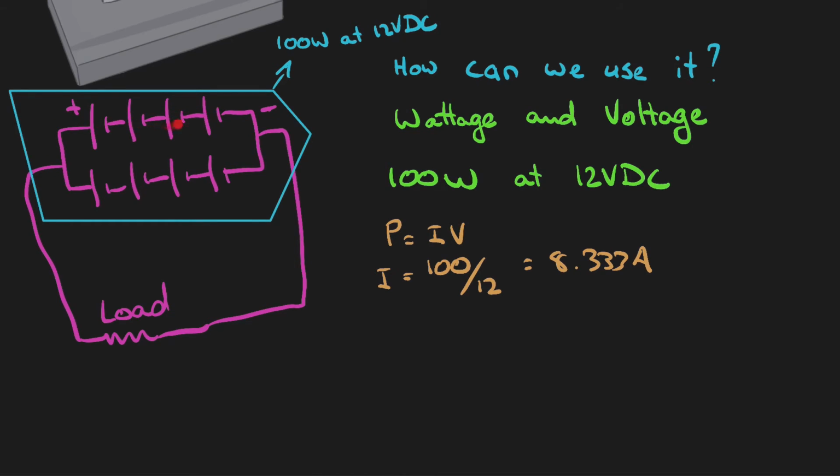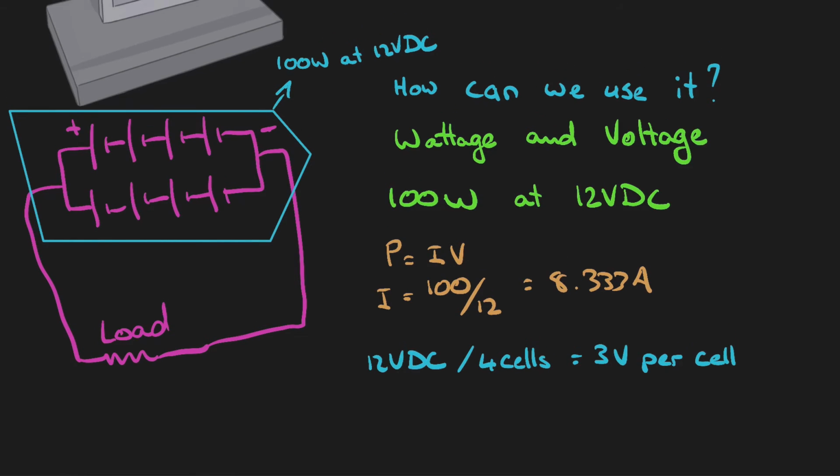So in series, we know that we get 12 volts DC out. So 12 volts DC per cell, which is 12 volts DC divided by 4 cells, actually equals 3 volts per cell. Okay? And we calculated before what the current is because it produces 100 watts at 12 volts DC.